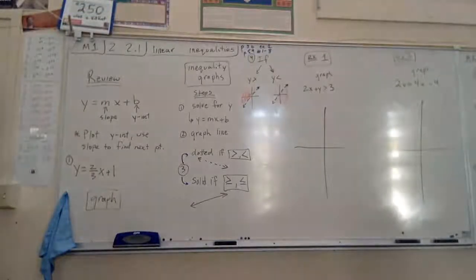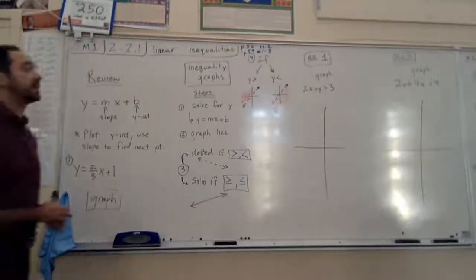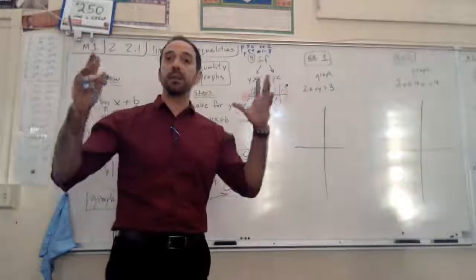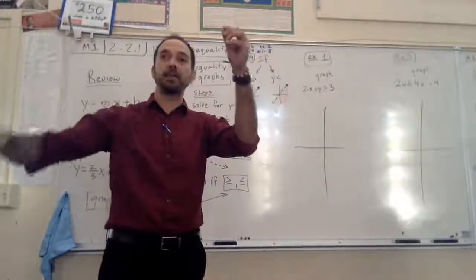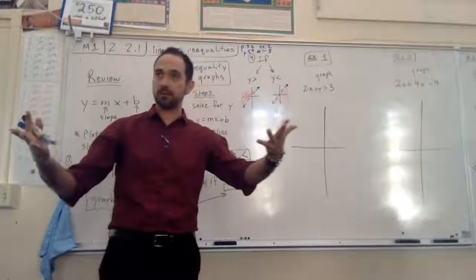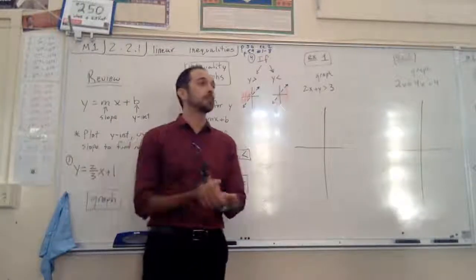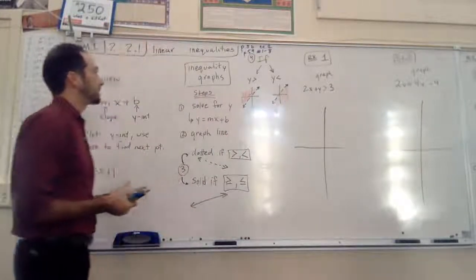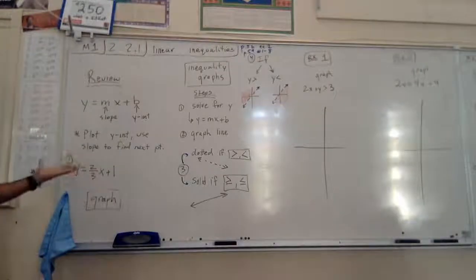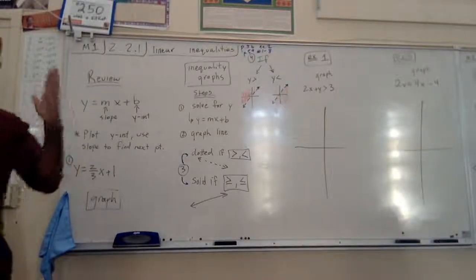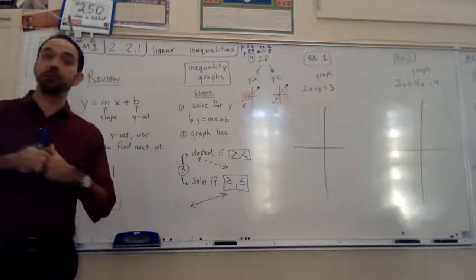So 2.2.1, linear inequalities. We've already dealt with inequalities. Remember we had the positive, negative switch? You guys remember this? Okay. So we don't actually even have to do much more than that. That was when we had absolute values, but it involved inequalities. We have seen these before.